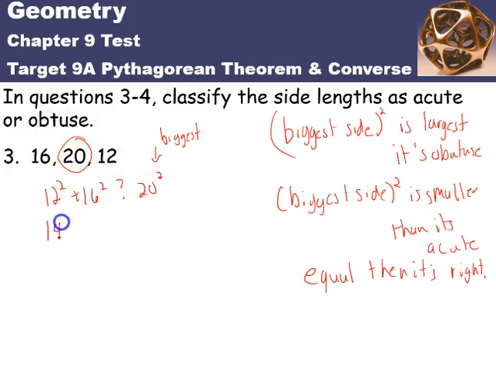So 12 squared is 144, and 16 squared is 256, and 20 squared is 400. Let me just make sure I did my math right.